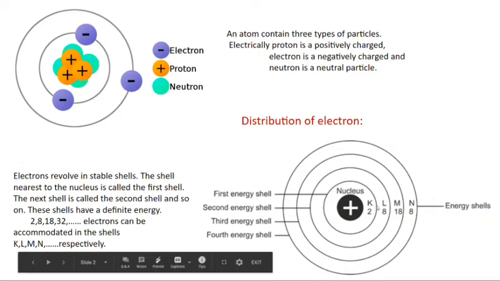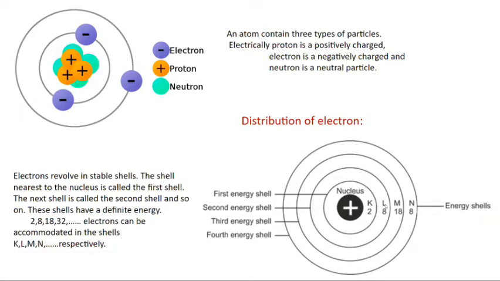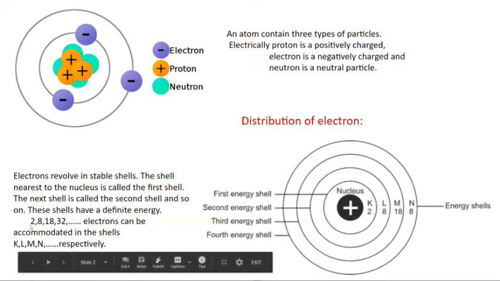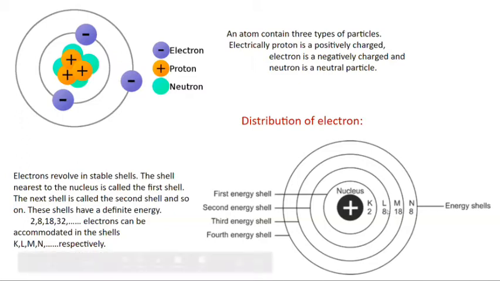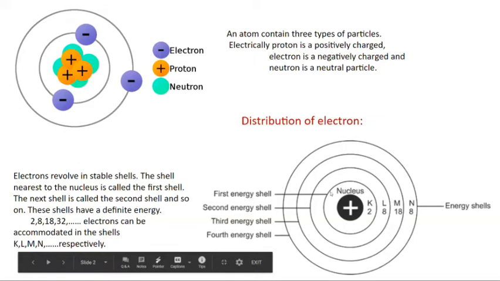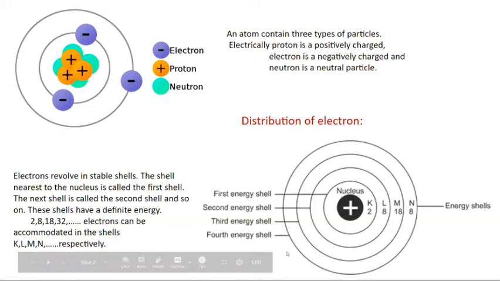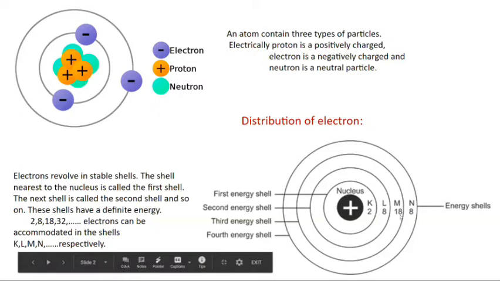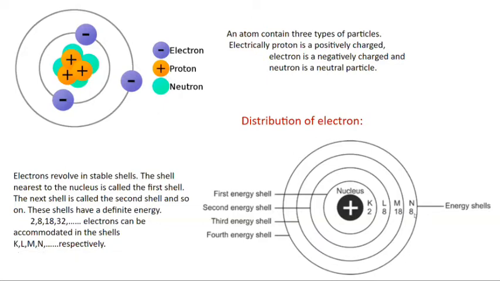Now first shell is K, second is L, third is M, and fourth is N. Here two electrons can be accommodated in the first shell. For the second shell, we can say maximum 8 electrons are accommodated. And for the third shell, 18 electrons can be accommodated, and for the fourth shell, 32 electrons can be accommodated.